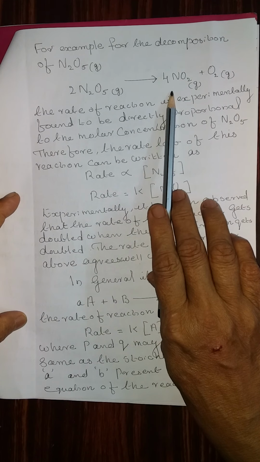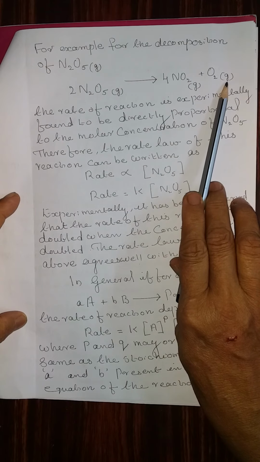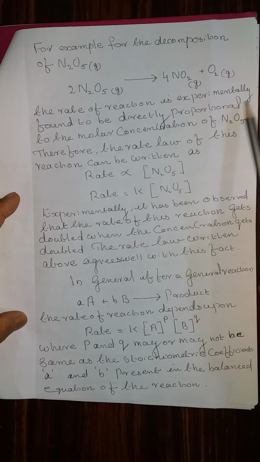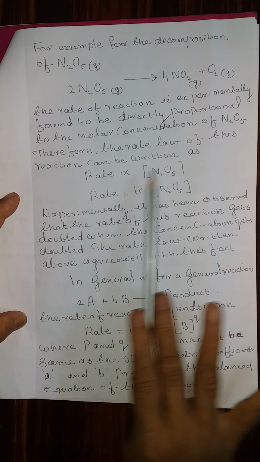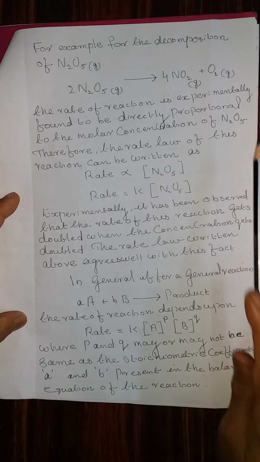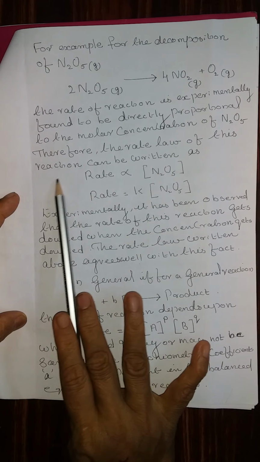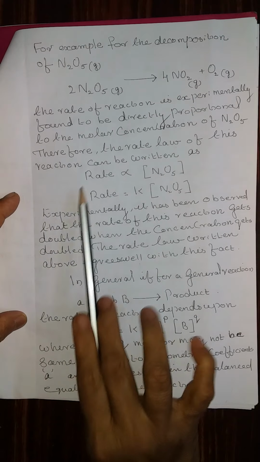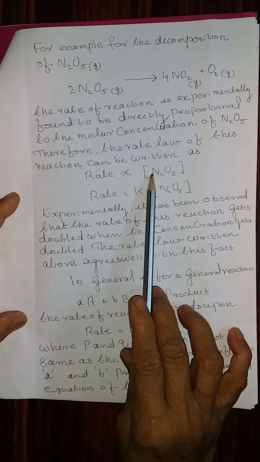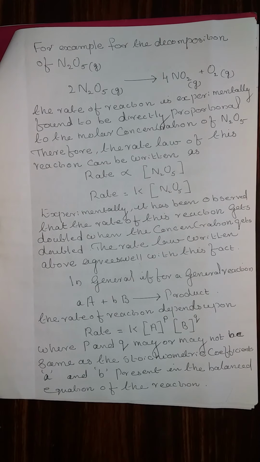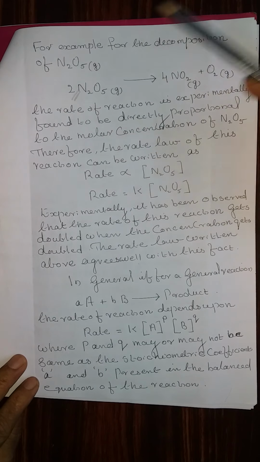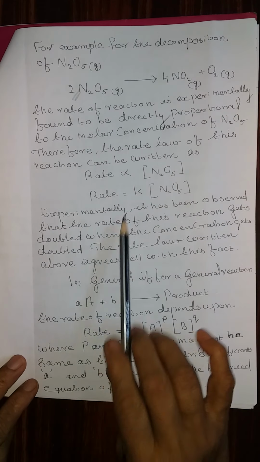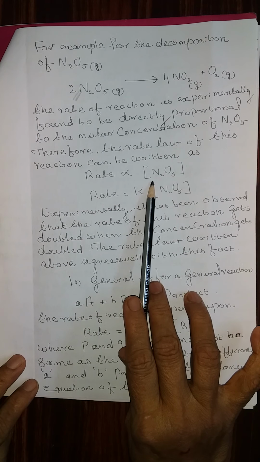2N2O5 decomposes and gives 4NO2 and O2. The rate of reaction is experimentally found to be directly proportional to the molar concentration of N2O5. Therefore, the rate law of this reaction can be written as rate is directly proportional to [N2O5] only. There is no concentration raised to the power 2, as 2 is given as a stoichiometric factor in the balanced equation. Therefore, this is found to be the correct rate of reaction.